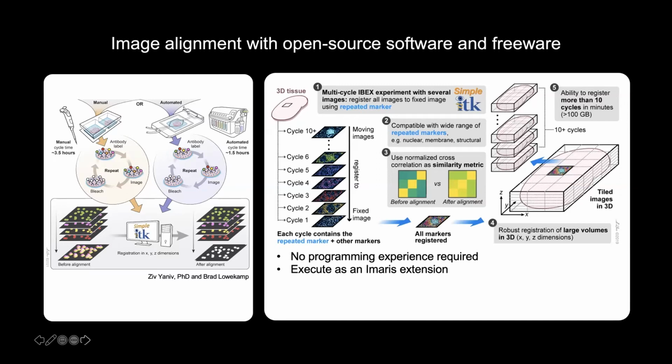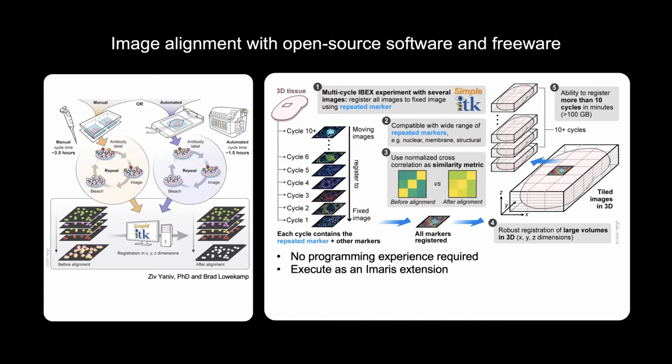So you have the individual imaging panels. We have a marker that's repeated throughout the different imaging cycles that we can use to align. The nice thing about this, with the versatility of IBEX, is that we can use a range of markers for alignment. We've tested it on nuclear, membrane, and structural markers. After alignment, we get quantitative metrics of how it has performed. I've shown that I can capture and align up to 260 gigabytes of data, and we could even push that further. Importantly, for someone like me, there's no programming experience required.